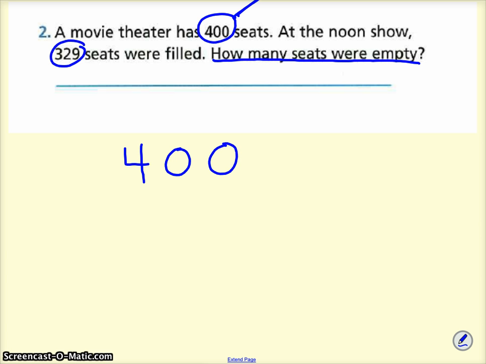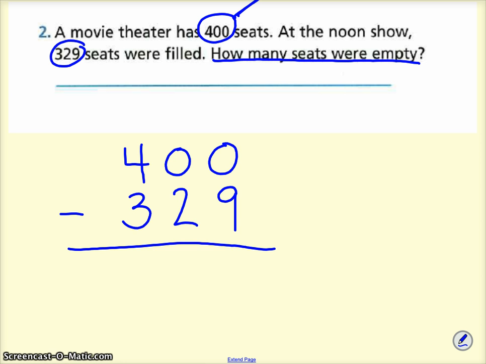329 seats were filled. So I'm going to take those 329 seats away to figure out how many seats were empty or how many seats are still left. When I do this, I notice that there's 2 zeros, 1 in the tens place, 1 in the ones place, so I'm going to have to do some grouping. I'm going to use the step-by-step method. I'm going to have to borrow from the hundreds.